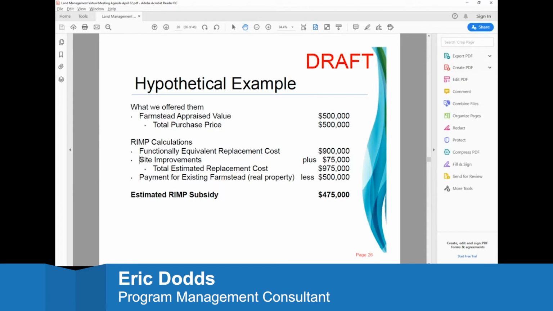In addition to the buildings, there are going to be some site improvements. This could be utilities, gravel, drainage, or other improvements that need to be made at the new site. Collectively, that's $970,000. They would use the $500,000 as a down payment, and so the estimated subsidy through this RAMP program would be $475,000.